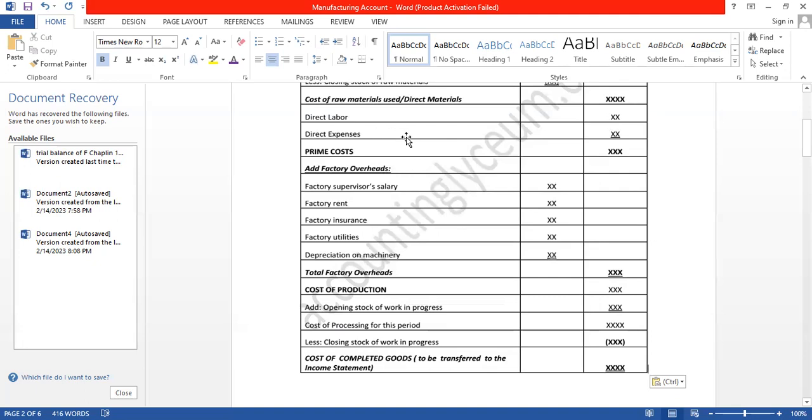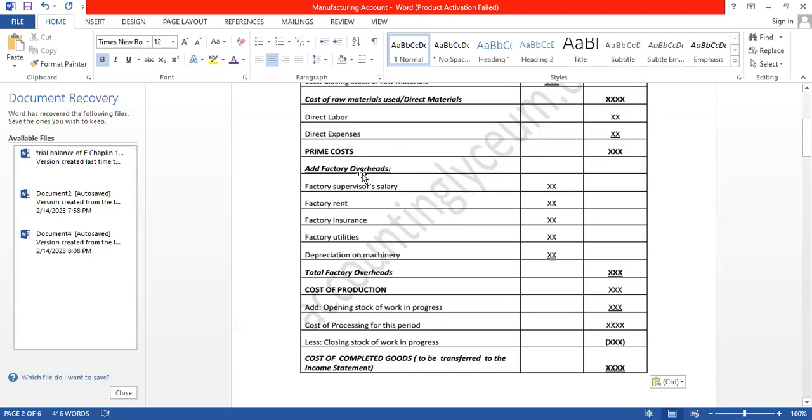Next, we have direct expenses. That number also goes in the second column below the direct labor. Now, when you find the total of those two figures, the direct labor plus direct expenses, the total that you get, you put it in the second column, and that new total will be called prime cost. I hope I'm not going too fast.